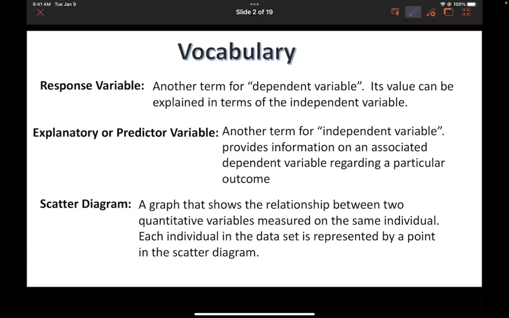A scatter diagram is a graph that shows a relationship between two quantitative variables. You've probably seen this before, and scatter plot is another word for it. Each data value is on the same individual. So for example, if I was looking at number of cups of coffee per day and how many hours they sleep at night, one person would be one dot. We would line up how much sleep they get with how much coffee they drink, and that would be one dot. So every dot is one individual that we have two different characteristics we're measuring. All right, let's move on.